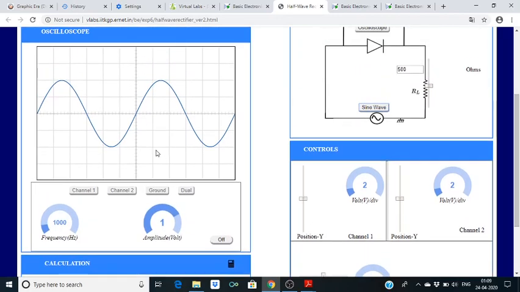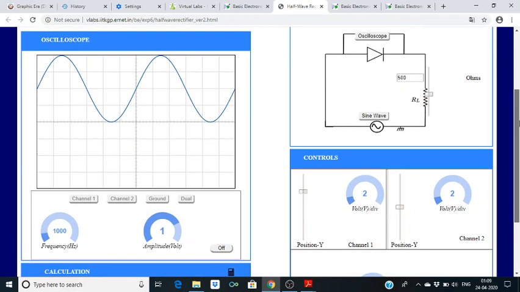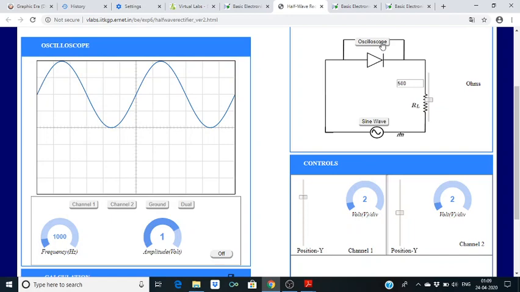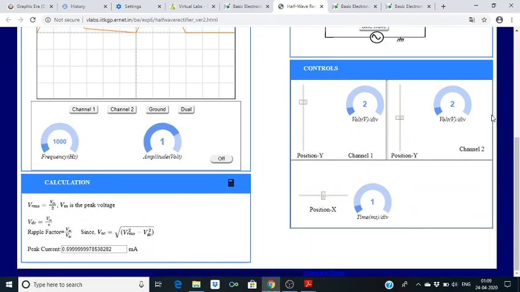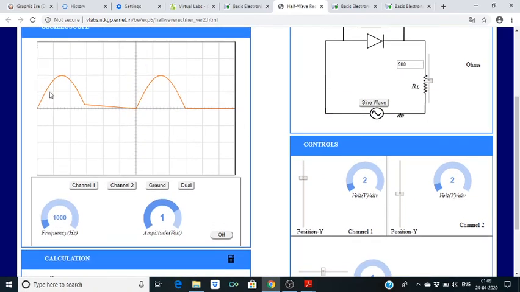So this is our input sine wave. We can move it somewhere here. Now we will click on this oscilloscope, so we will get the rectified output. This is the rectified output. For the positive cycle, the diode will conduct, and for the negative cycle it will be off. Then again for the positive cycle it will conduct, and then it will be off. By clicking dual mode, we can see both the input waveform and the output rectified waveform.